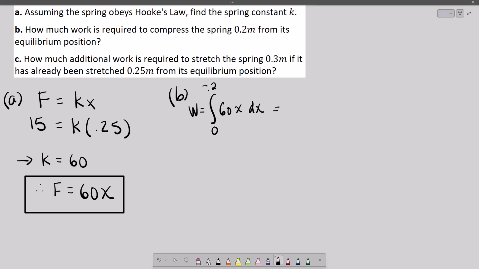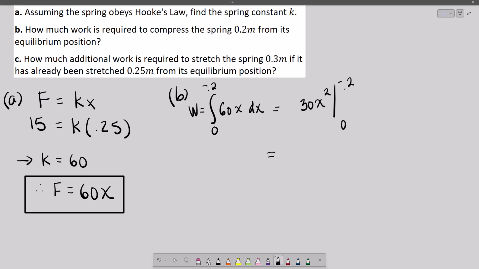Notice what happens here when we do the integral. This is going to be 60 x squared divided by 2. We can make that 30 right away. So that's going to be 30x squared, 0 to negative 0.2. We're going to square that number, and so it's going to turn positive.